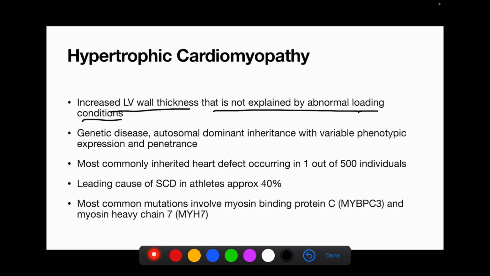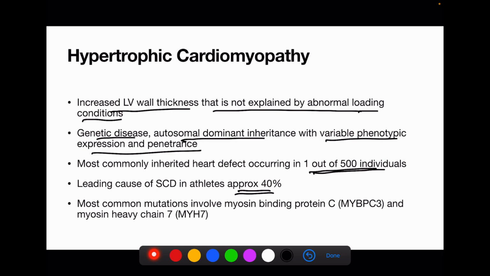And the other thing is that it is a genetic disease and it has an autosomal dominant inheritance with variable phenotypic expression and penetrance, meaning that the disease might be severe in certain individuals and not that severe in certain other individuals. And being an autosomal dominant disease, it tends to be very common, as in it affects one in 500 individuals, and it is the most commonly inherited heart defect that you can see. And it is a leading cause of sudden cardiac death in athletes. One study showed approximately 40% of athletes who had sudden cardiac death had underlying hypertrophic cardiomyopathy.